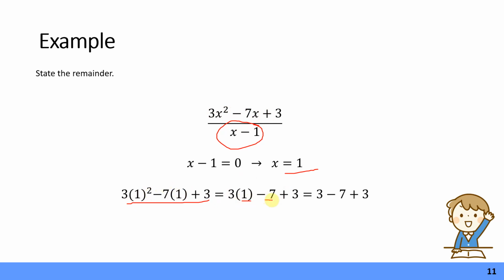And then we just do order of operations again. 3 times 1 is 3. And then minus 7 plus 3, that gives me a remainder of negative 1. Okay, so look how much fun that was, right? So again, when they ask you just for the remainder, you're allowed to use the remainder theorem.